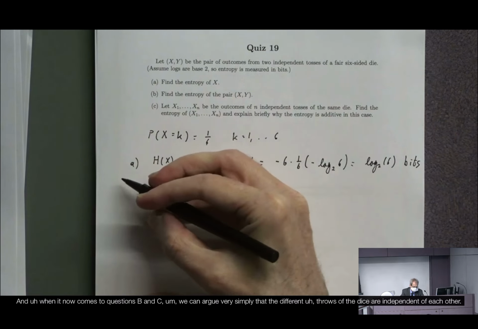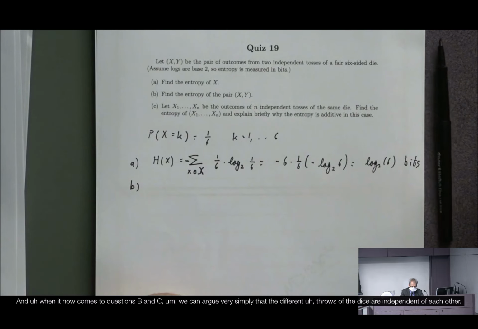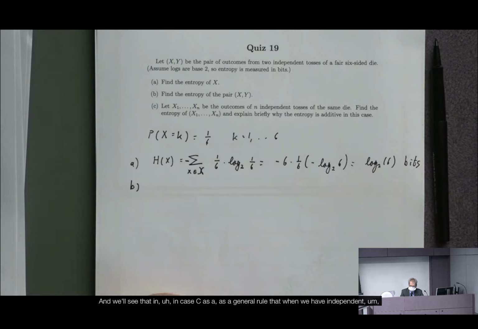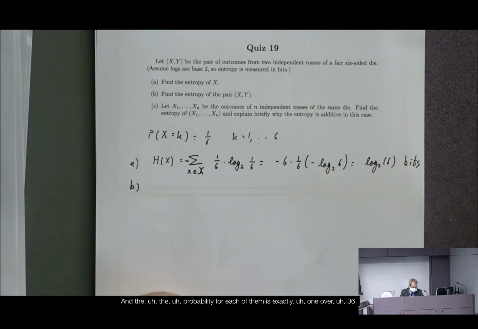And when it now comes to questions B and C, we can argue very simply that the different throws of the dice are independent of each other. And we'll see that in case C as a general rule, that when we have independent realizations of the different throws in a series, then we're just adding up the entropy. And so in the case of the two throws x and y, we have 36 possible outcomes, any possible combination between the two. Of course, we're looking here at ordered pairs, so it is really just 6 to the power of 2, and the probability for each of them is exactly 1 over 36.